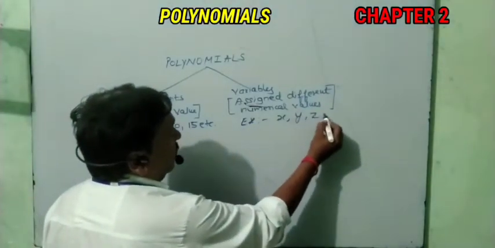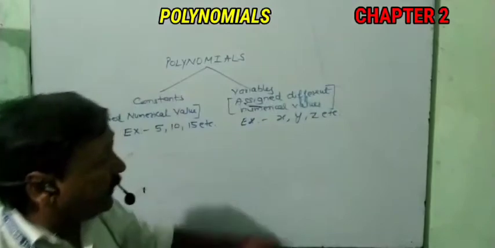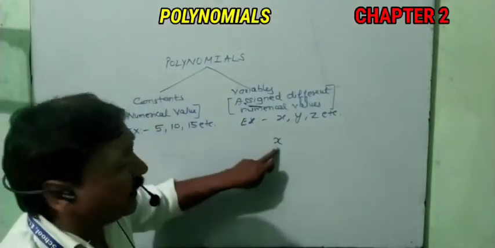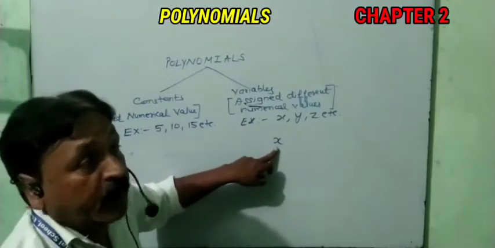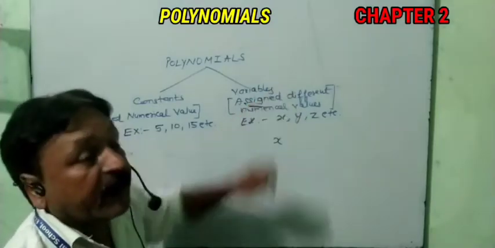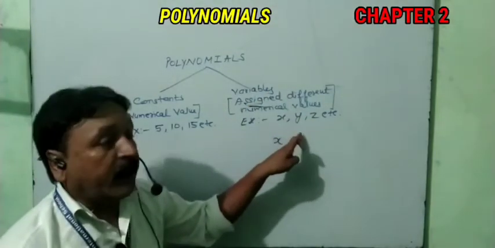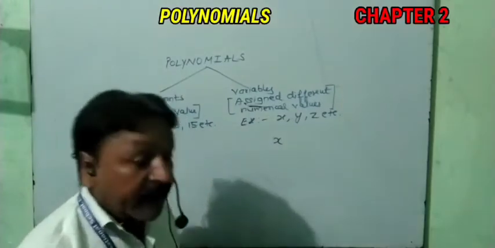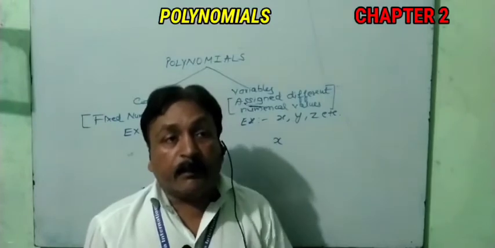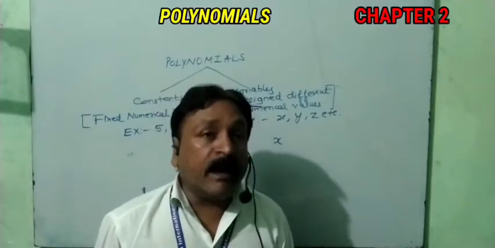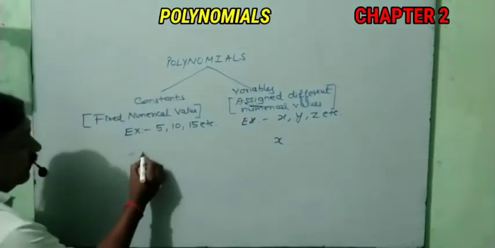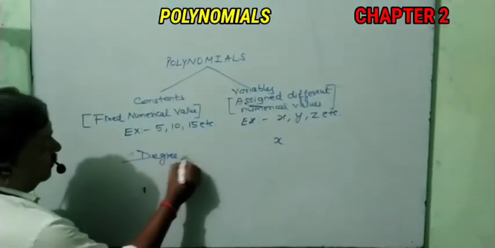X, Y, Z, etc. See, it is X, and we can give any value to X. It can be 1, it can be 2, it can be 3, any value. That's why I said that we assign different numerical values to variables and they are represented with the help of alphabets. Next, we have to study the classification of polynomials. But before understanding the classification, we must understand what the degree of a polynomial is.